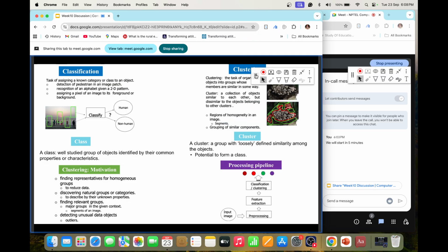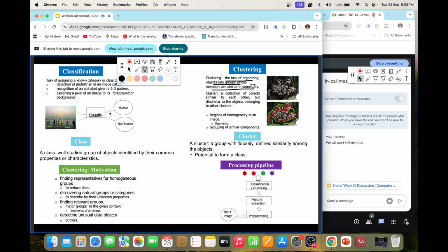So what is clustering first? This is clustering. You can see in the image, these are mushrooms. In clustering, what we do, clustering is the task of organizing objects in groups whose members are similar in some way. We are given a variety of things and we are just clustering or grouping them based on the similarity. We do not know the label of that product, but we are just grouping together based on the similarity.